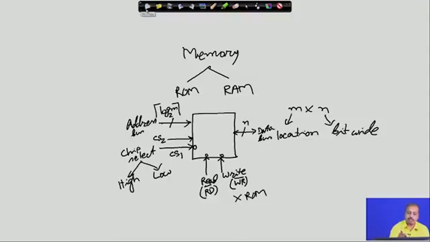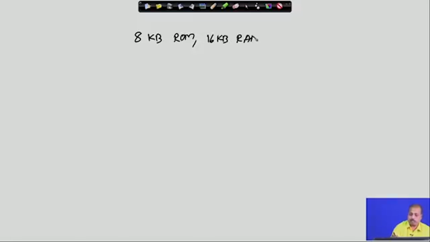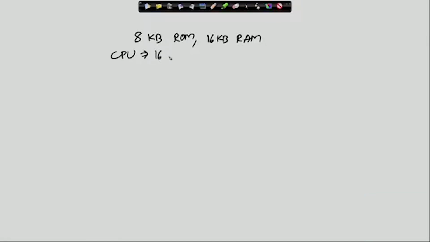Let us take an example and see how this can be utilized in connecting some memory chips to a processor. We take an example where I need to connect 8 kilobyte of ROM and 16 kilobyte of RAM to a system with a CPU that has a 16 bit address bus. A 16 bit address bus means the addresses can go from 0 to 64K, so I can connect 64K space of memory to the processor.